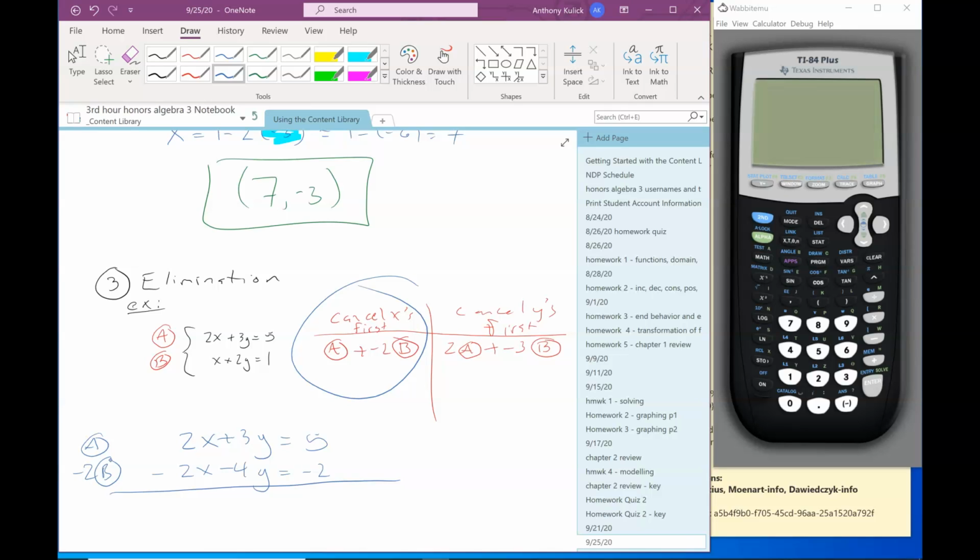And this is just a made-up Mr. Kulikism. There's nothing fancy about what I'm doing here. It's not standard or anything. This is just what I find a convenient way to notate what it is that we did.